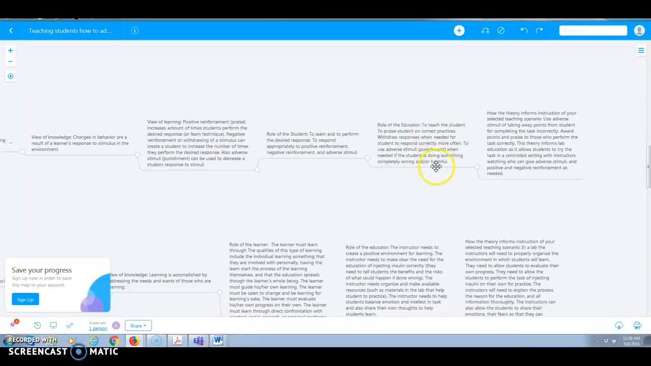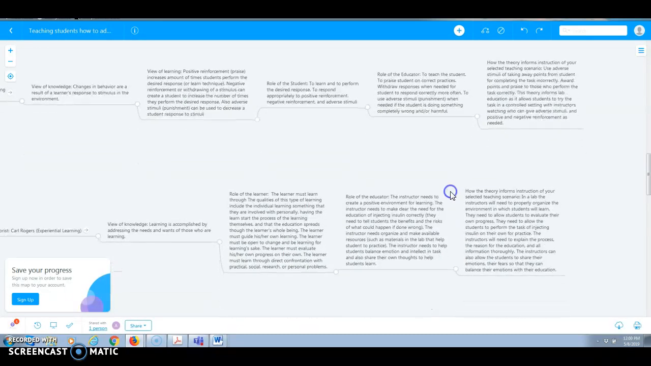The role of the educator is to teach the student, well, yes, they're all to teach the student, right? To praise, that's correct, and withdrawal responses, withdrawal stimuli, when that response is not what they expected, right? Okay? So, how is that going to inform your instruction?